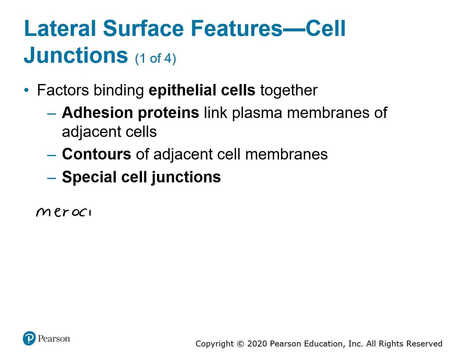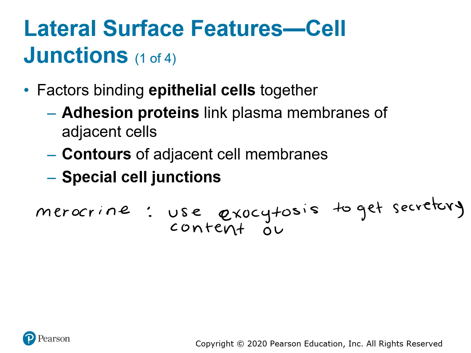Merocrine glands only use exocytosis to get their secretory contents out. And it does so by secreting directly into the ducts. Okay? An example of those are your salivary glands.